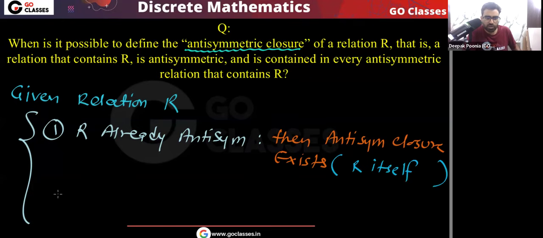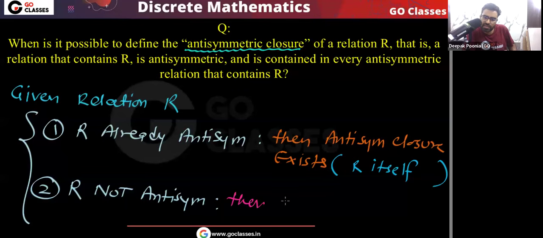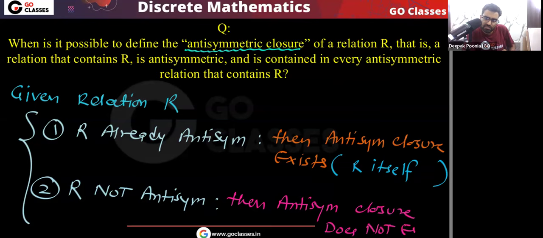Okay, and what is the second thing? If R is not anti-symmetric, then I can say the anti-symmetric closure does not exist. Okay, does not exist. Very simple. I hope you understood. That's it.